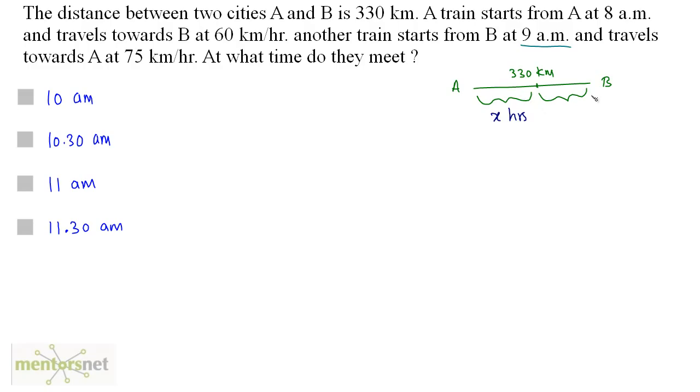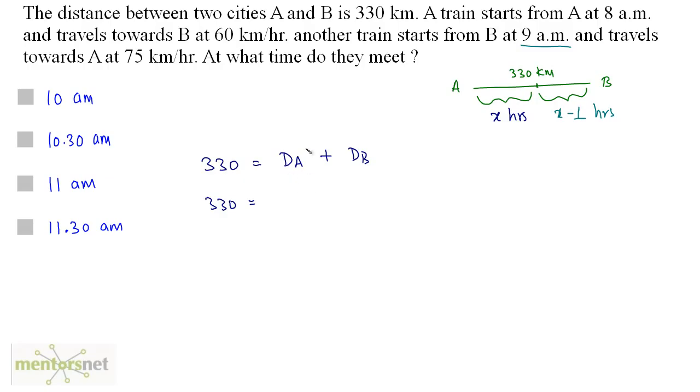Hence the time taken by the train that starts from B to reach the meeting point will be x minus 1 hours. Now the total distance between A and B is 330 kilometers, which is equal to the distance traveled by the first train from A to the meeting point plus the distance traveled by train B from B to the meeting point.